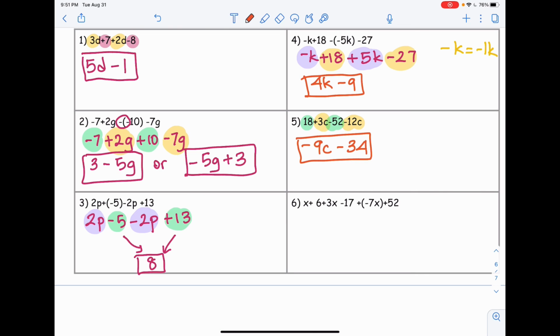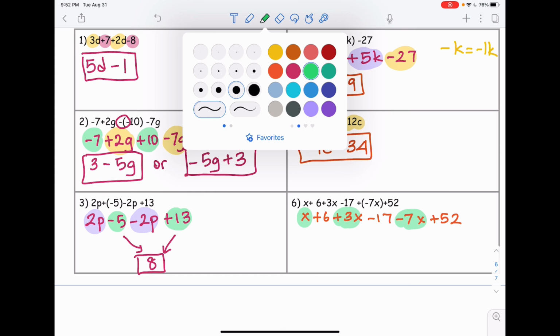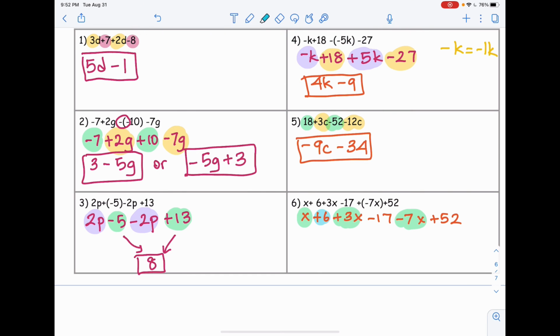And last one, let's also rewrite this. x plus 6 plus 3x minus 17 minus 7x plus 52. Let's go ahead and combine like terms. I have x, positive 3x, negative 7x, and then we have constant positive 6, negative 17, and then positive 52. Let's combine variable terms with the variable terms, and then also combine constant terms with constant.